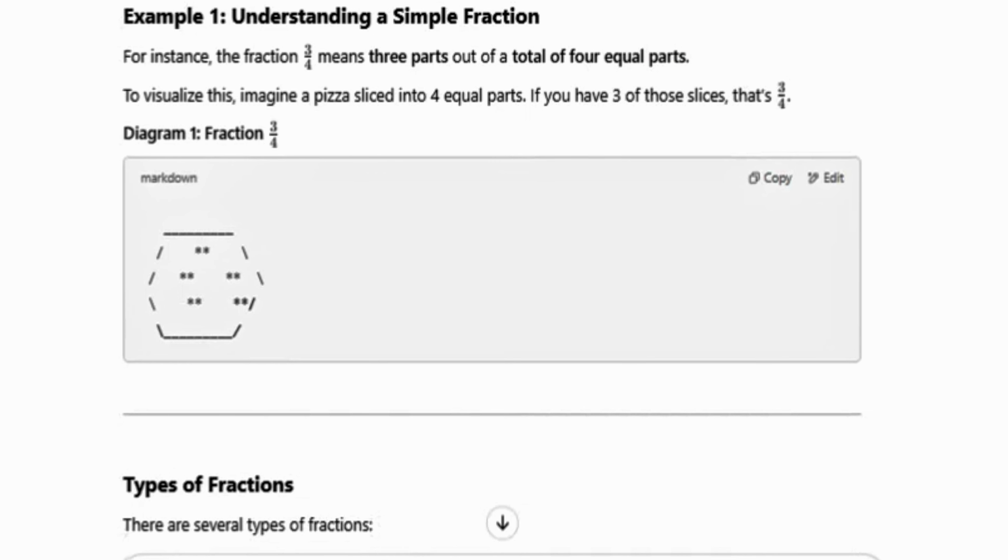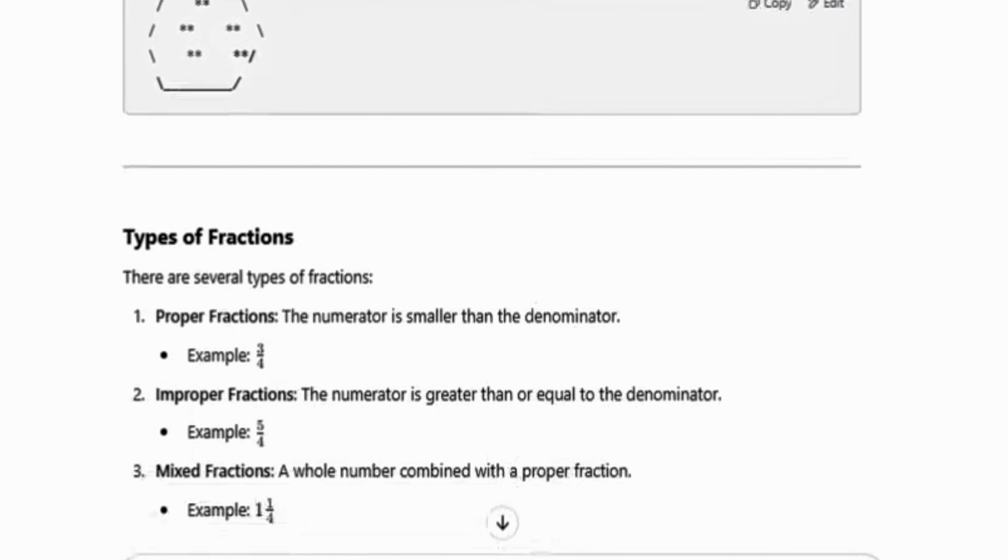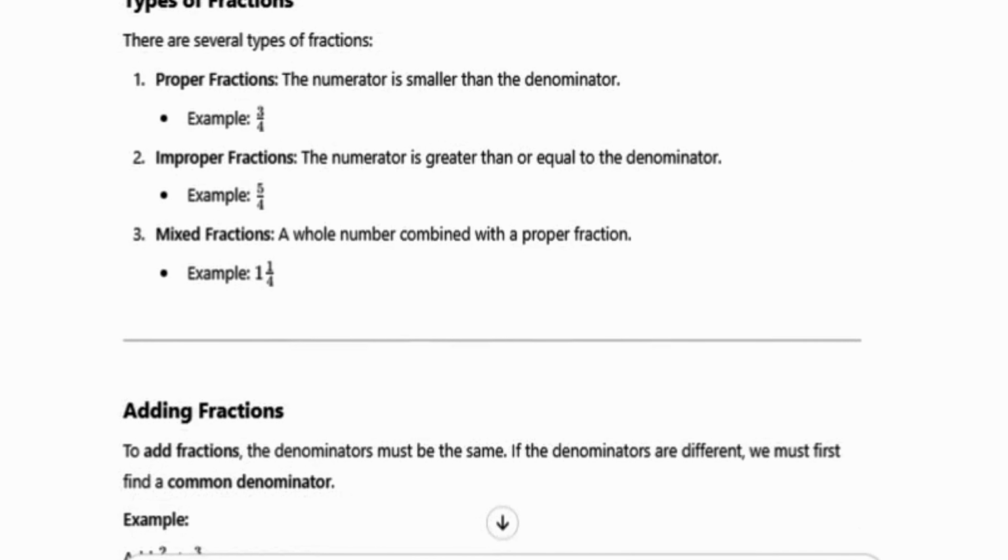Now let's talk about the different types of fractions. 1. Proper fractions. The numerator is smaller than the denominator. For example, 3/4. 2. Improper fractions. The numerator is greater than or equal to the denominator. For example, 5/4. 3. Mixed fractions. A whole number combined with a proper fraction. For example, 1 1/4.